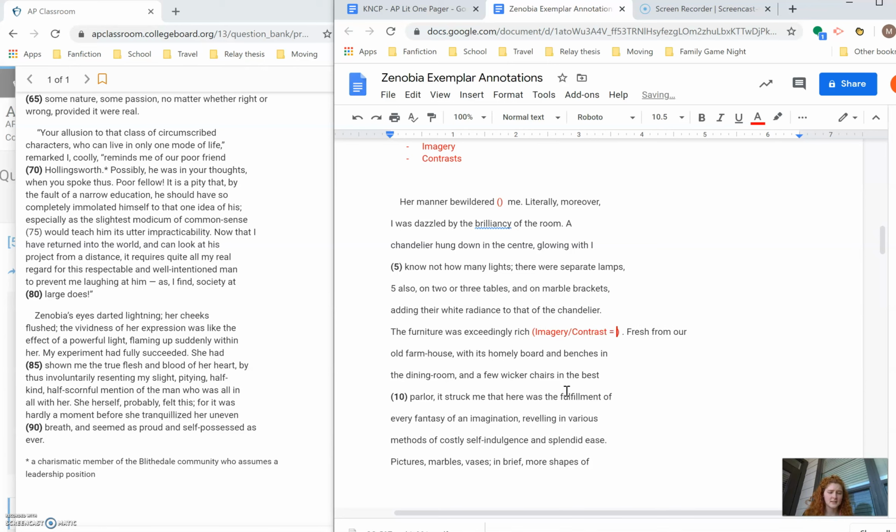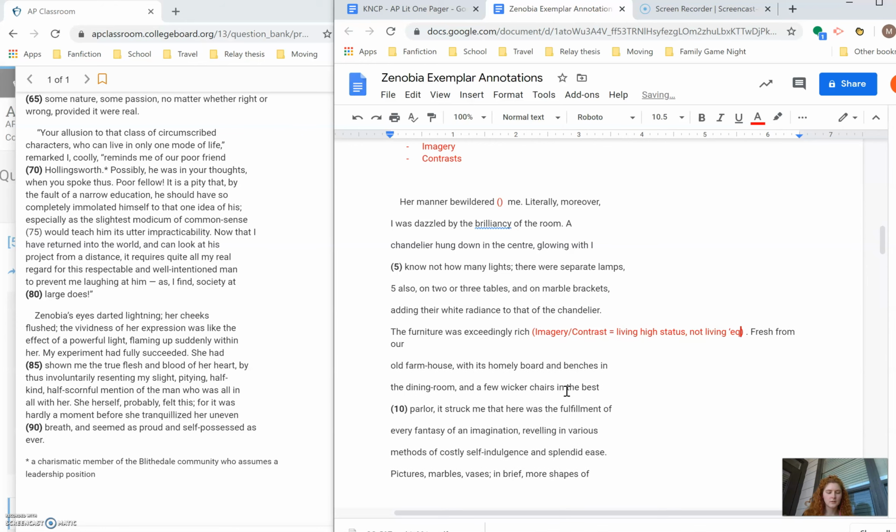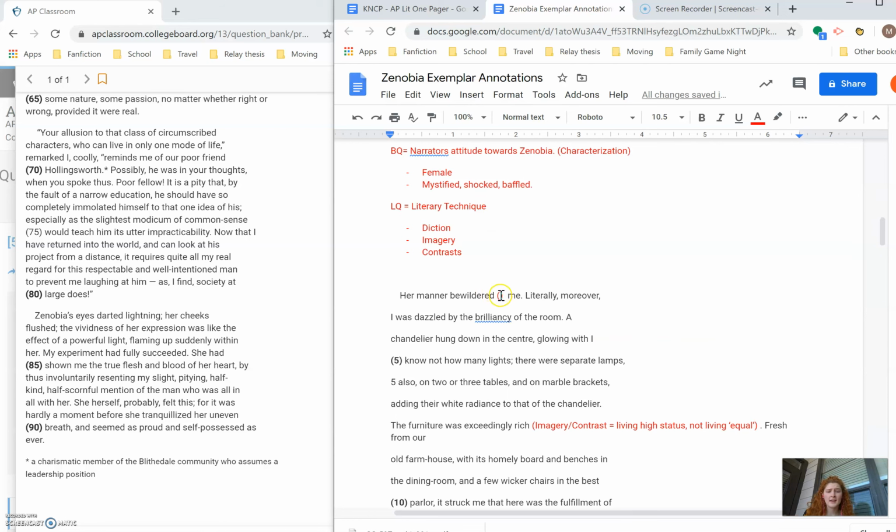And it's telling us that the place that she lives in now has lots of lights and marble brackets and vases and rich furniture. So, living high status, not living equal, like they were before. And this can contribute to why this person, the narrator, feels shocked or confused by this change in Zenobia.